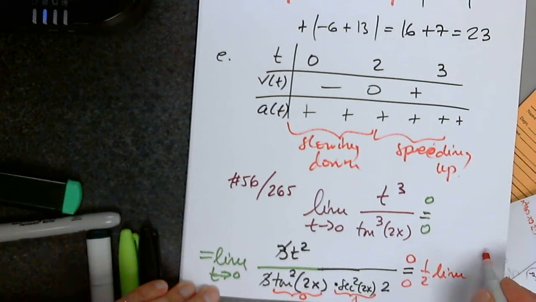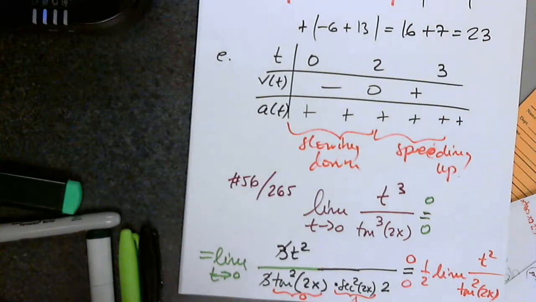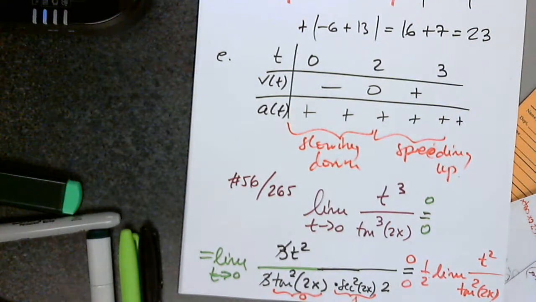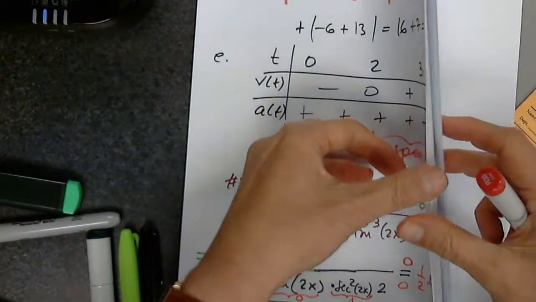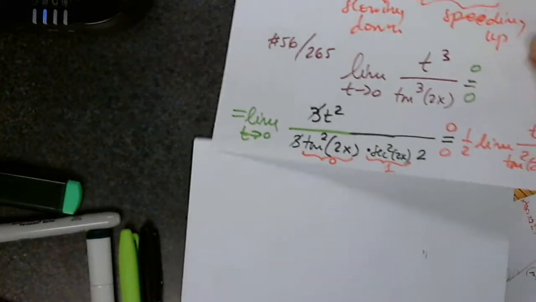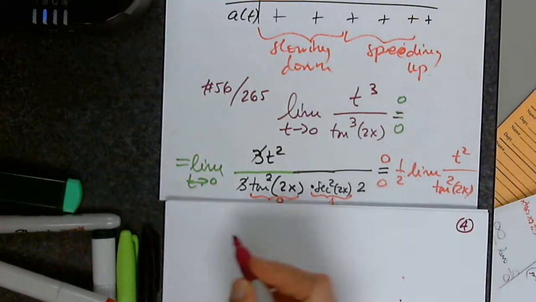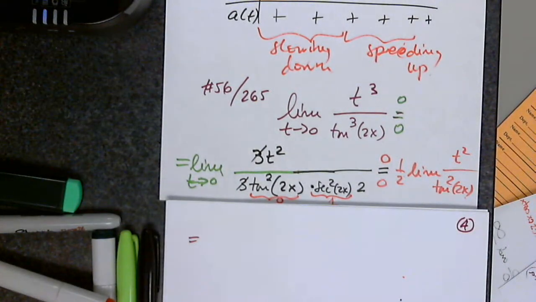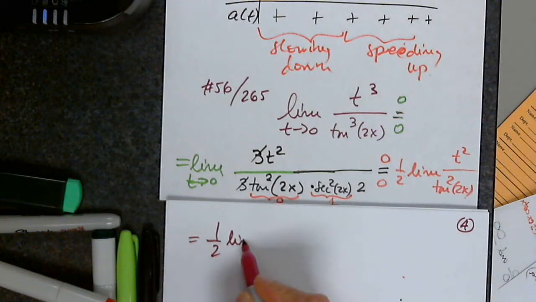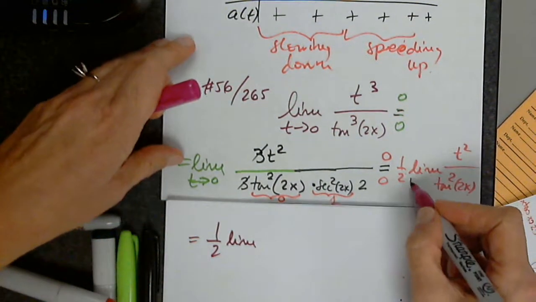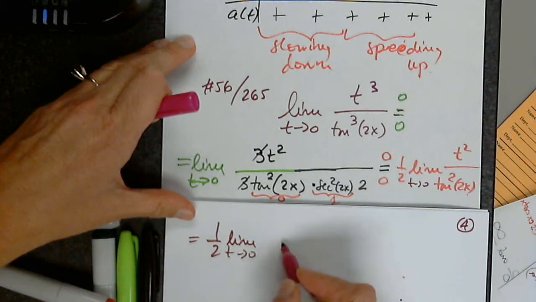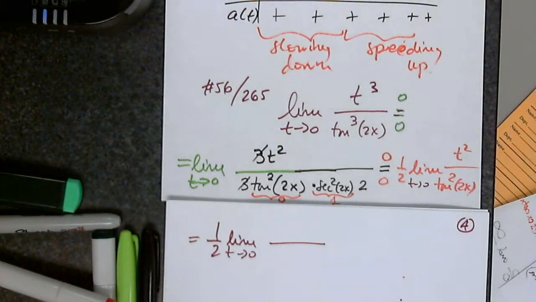So I have limit of t squared over tangent squared of 2t. Good. Now I have to figure out what it is. What type is it? Well, I just simplified it, so I already know it's 0 over 0. What should I do next? I have 1/2 in front. I have limit. I forgot to write as t approaches 0. Of what? It's still 0 over 0, so I can continue.